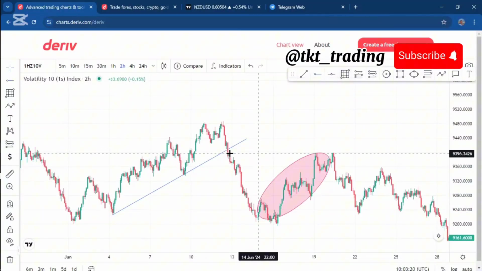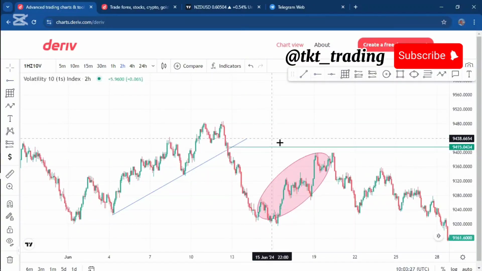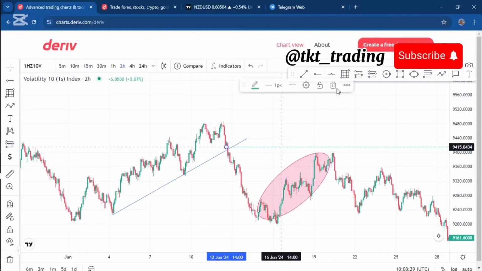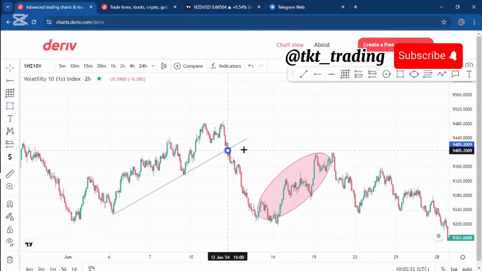From this wick of this candle here, you can see that imbalance. Let me just use the rectangle box to point it out for you guys more clearly. So we have a fair value gap here.